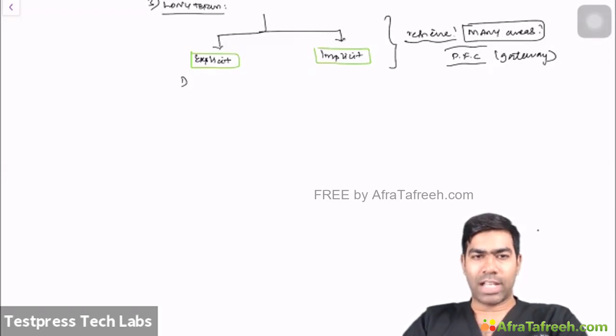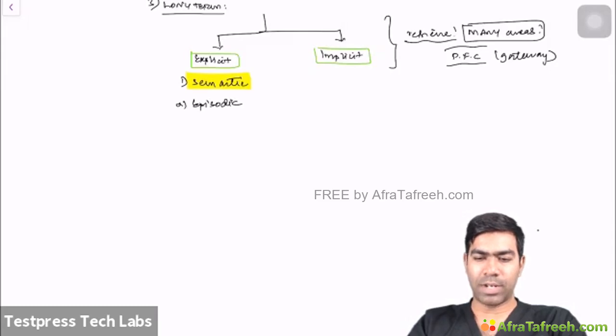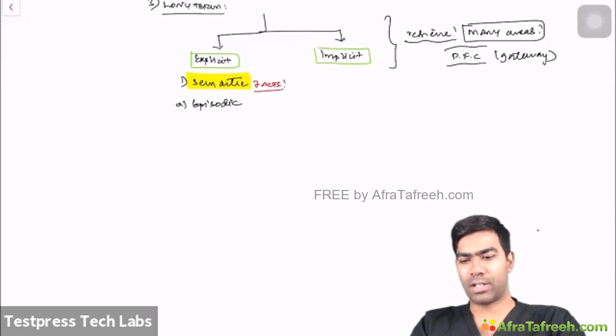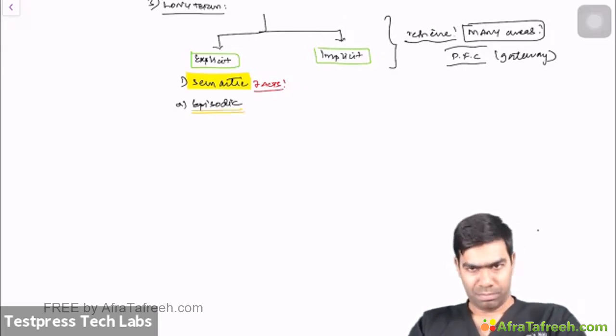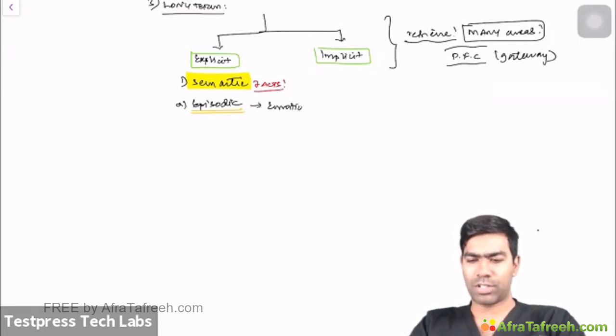And number one, as far as explicit memory is concerned, it's more of factual memory. You can again divide it into two types. One is called semantic memory, and second, you have something called episodic memory. Semantic memory is memory of certain facts. For example, Taj Mahal is in Agra and it's near Delhi. So these are semantic memories. These are facts basically. And as far as episodic memory is concerned, it's the emotions or associations with those facts.